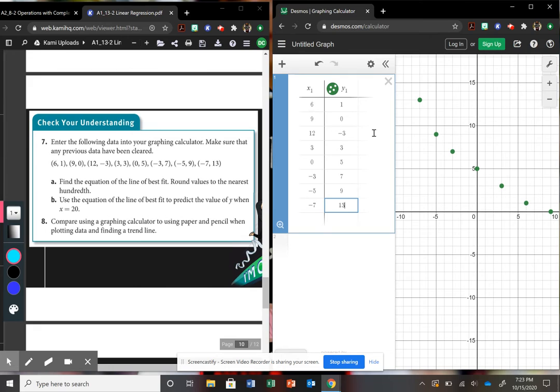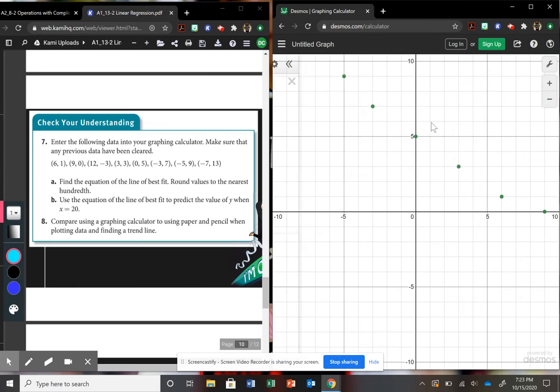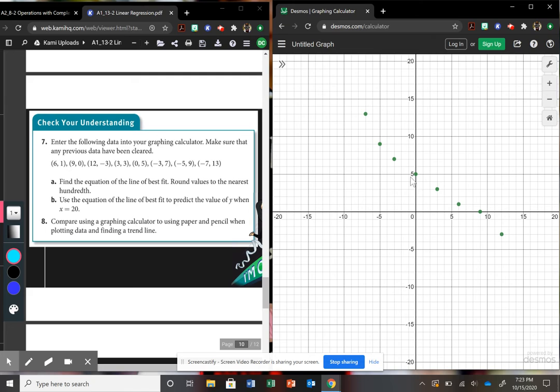Okay, here we go. So here we see that we have our data plotted on a scatter plot. Okay, and that's what it looks like. So if you notice, this is decreasing, it's descending, it's negative, right? So my slope here is negative. So I know that when I find this line of best fit, I'm going to have a negative slope.